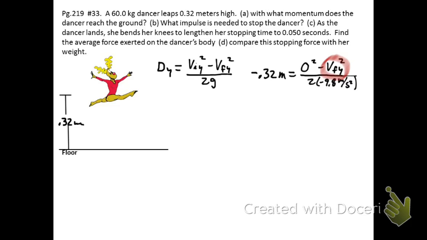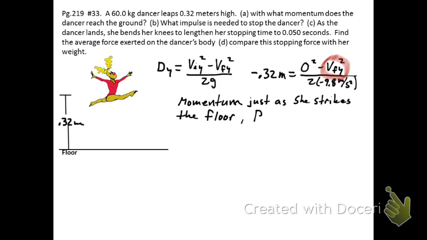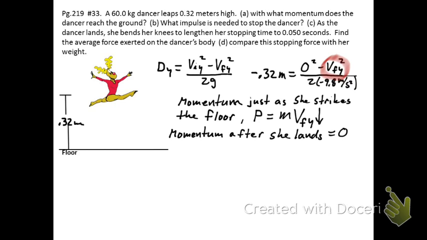Now I know her velocity when she hits, so the momentum is very easy. She has her mass times this strike velocity, and that gives me this momentum. Now also a vector quantity. This momentum as she hits the ground is a vector quantity going down, simply multiplying v final by her mass. Okay, now what happens after she strikes the floor? After she lands on the floor, her velocity is 0. Therefore, her momentum is 0.